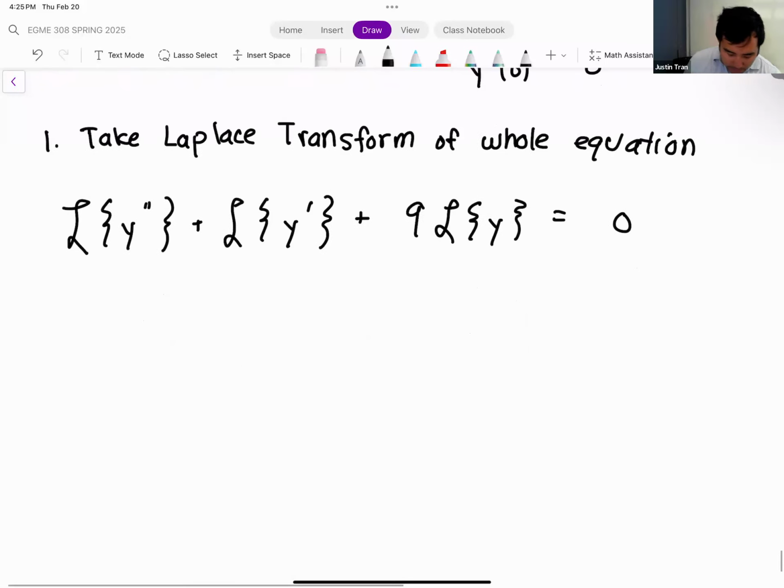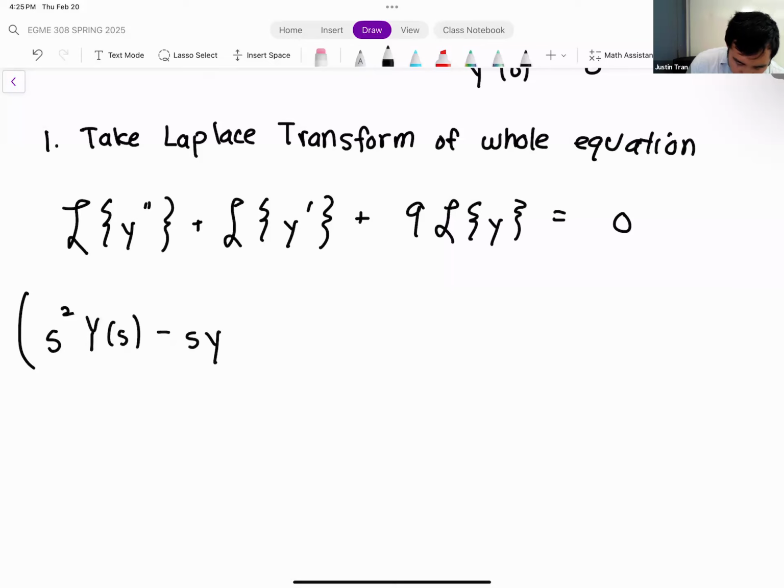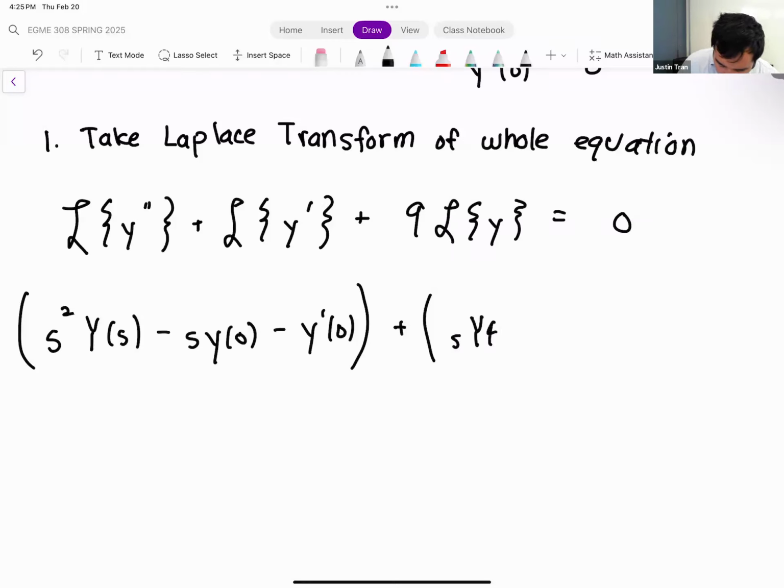All right, so let's go ahead and apply these. We have a Laplace transform of a second order derivative, so we know that's s squared Y of s minus s times little y of 0 minus y prime of 0, plus the Laplace transform of the first order derivative. This is something we didn't have last time. So this is going to be s Y of s minus little y of 0. And then we have the Laplace transform of 9y, which is 9 Y of s.